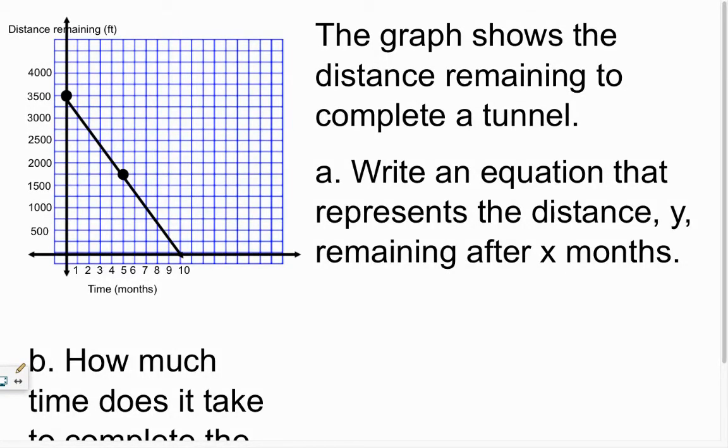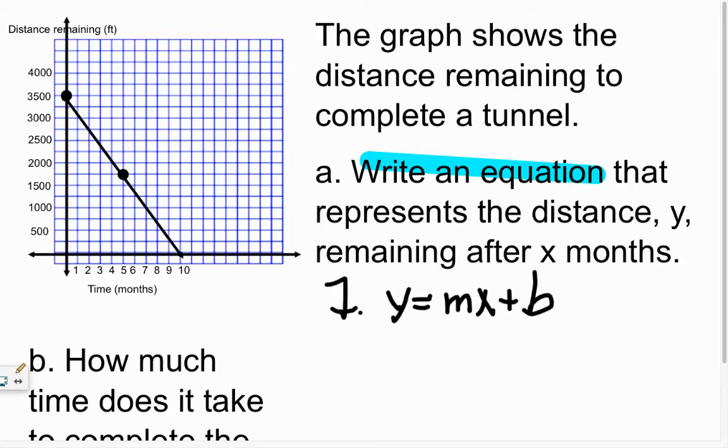The graph shows the distance remaining to complete a tunnel. Write an equation, it says, that represents the distance y remaining after x months. Got to write an equation. You guessed it. Couple of steps. Couple different ways to do it, but since we're on it, y equals mx plus b. Part 2, find your slope. That's where you're going to do it.